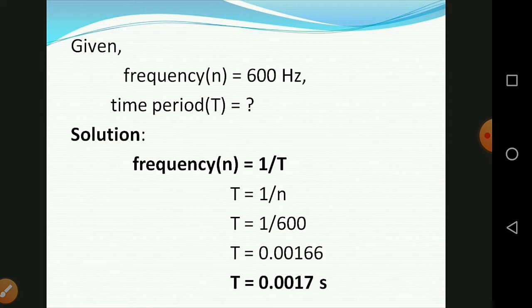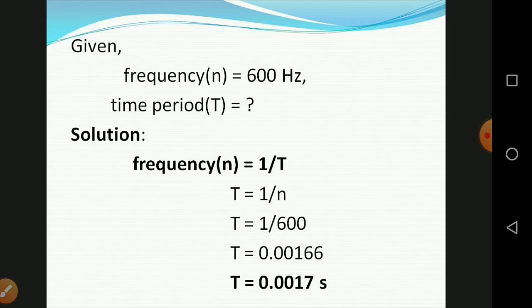So T is equal to 1 by 600. 1 divided by 600 is equal to 0.0166. If you round off the value, T is equal to 0.0017 seconds. So the time period between the successive compressions is 0.0017 seconds.